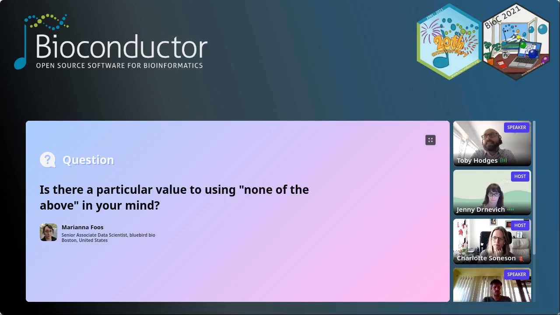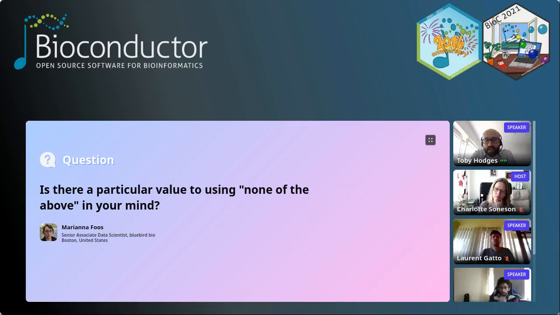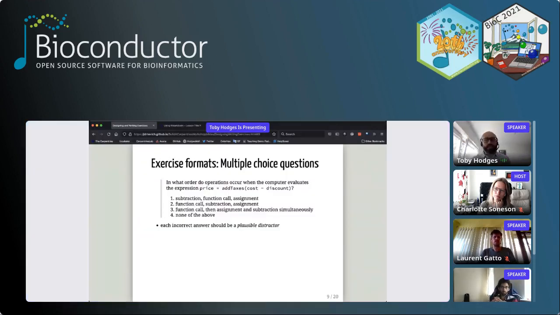I think that in some cases using none of the above can be helpful, because the learner still needs to engage with that answer in a way that perhaps forces them to really consider all of the other answers as well, to make sure that they're sure if they're choosing one of the ones that isn't the none of the above or the all of the above option as well.